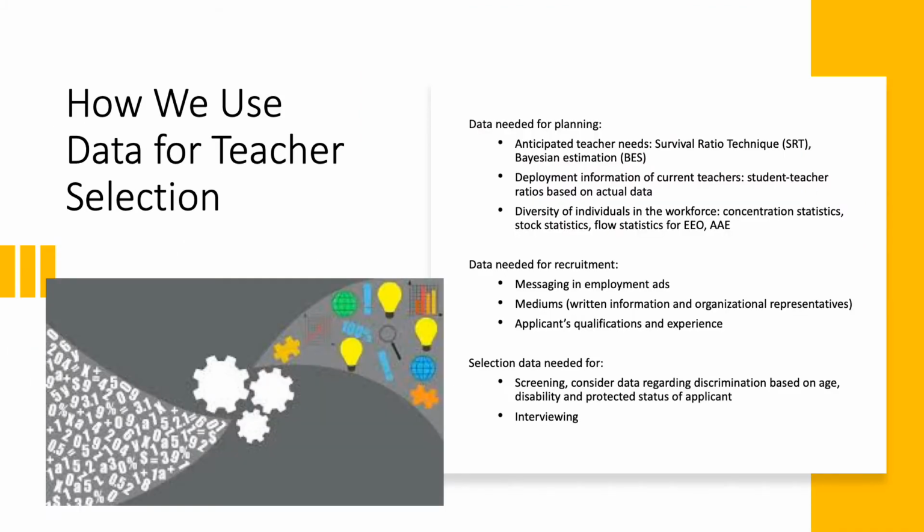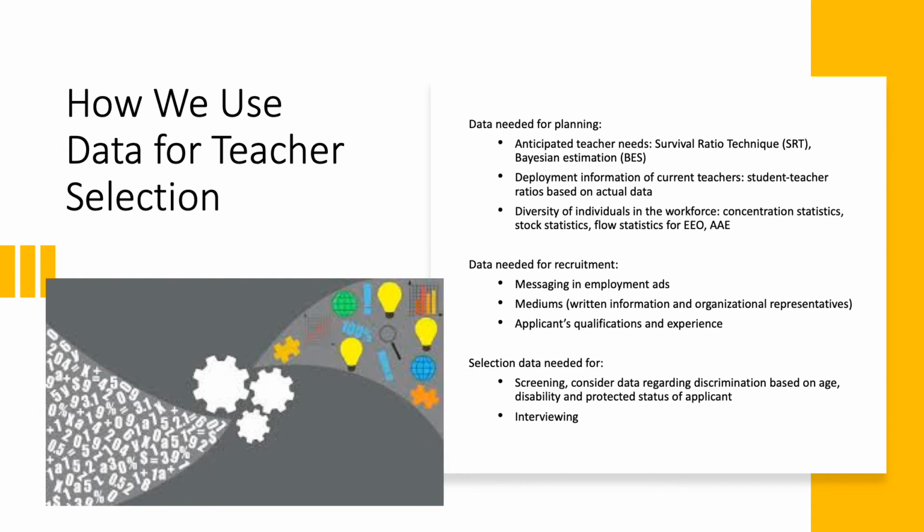To plan for teacher selection, we need to estimate the need for teachers, analyze current deployment information, and take a look at concentration, stock, and flow statistics when making decisions to comply as an equal opportunity employer or affirmative action employer. When estimating the need for teachers, the survival ratio technique considers only two factors: live birth rates for kindergarten and first grade, and movement within a school district known as ascension.